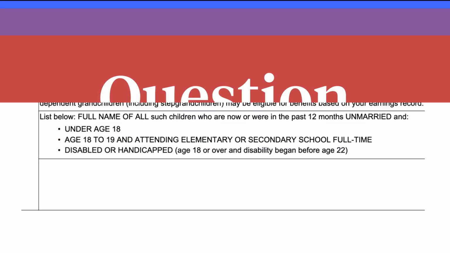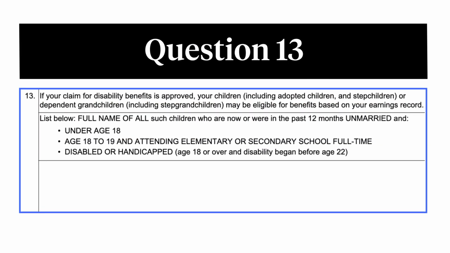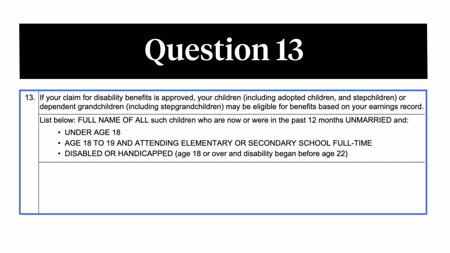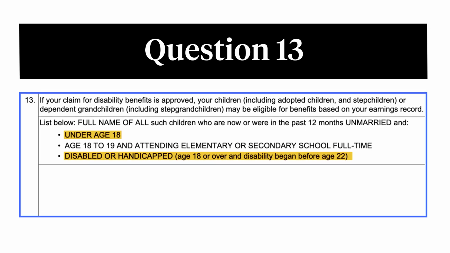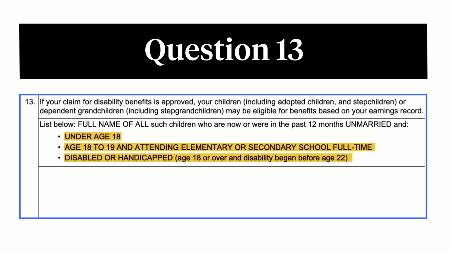Question 13, do you have children who can get benefits? Your children, including adopted children and stepchildren, may also qualify to receive benefits through your application if it's approved, but only if they are disabled or handicapped, or are under the age of 18, or are 18 or 19 but attending elementary or secondary school full-time.